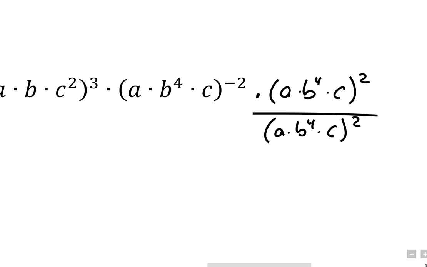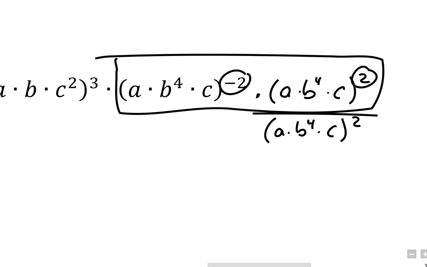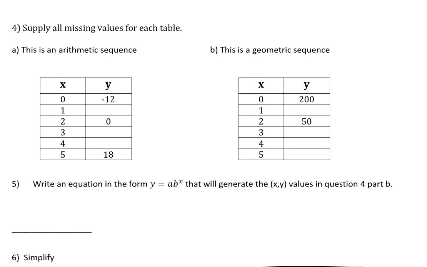But what's nice about that is I end up with something to the negative 2 power and something to the positive 2 power, which is just something to the 0 power, which equals 1. So this entire numerator part right here is just the number 1. And in my denominator, I've got exactly this down here, right? I've got this a times b to the 4th times c raised to the 2nd power.